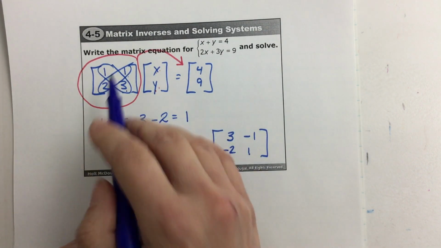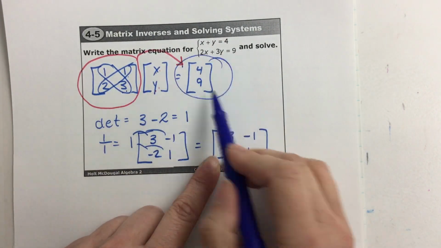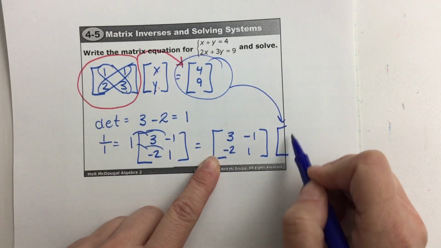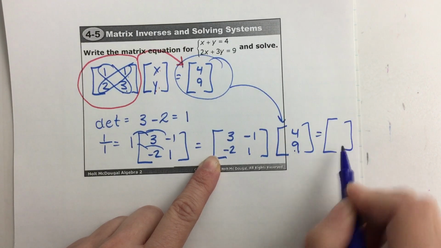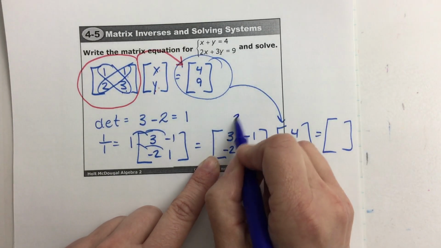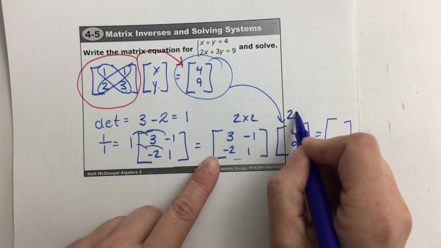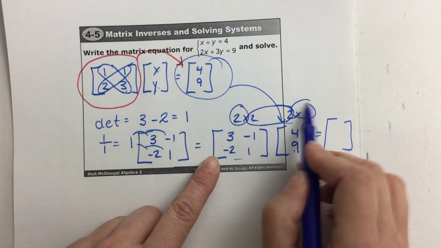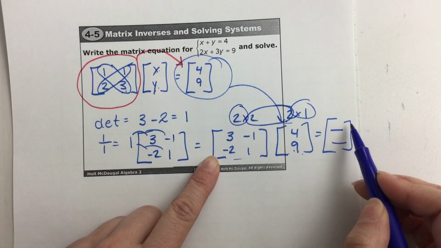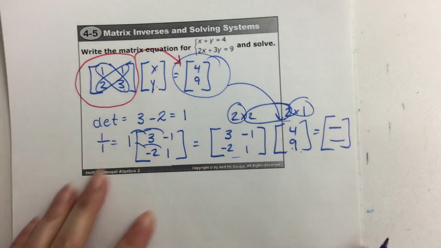This is the inverse. When I move the inverse to the other side, it has to come in front of your solutions. So the 4 over 9 has to come after the inverse. This is a 2 by 2. This is a 2 by 1. The 2's match. So that means my solution is going to be a 2 by 1. The top is going to be the x, the bottom is going to be the y.